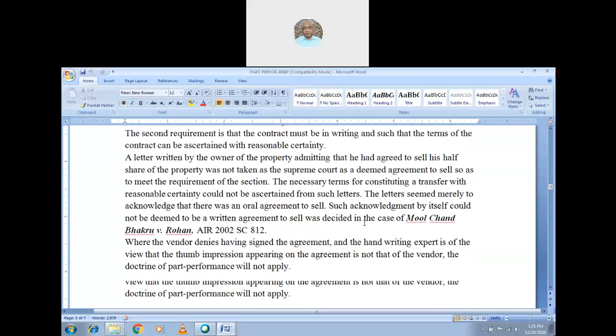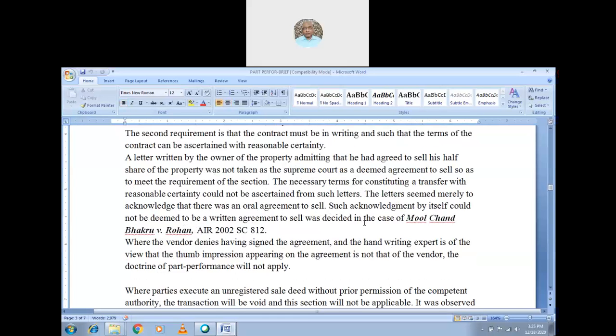So it should be in writing, it should not be oral, it should be an immovable property, there should be a consideration, and the agreement should be certain. So these are all the features that would be there to attract Section 53A, that is the doctrine of part performance under the Transfer of Property Act 1882.